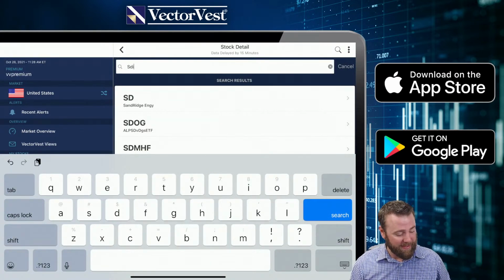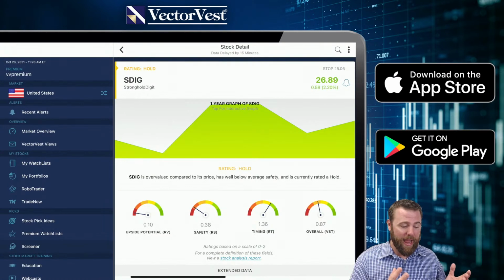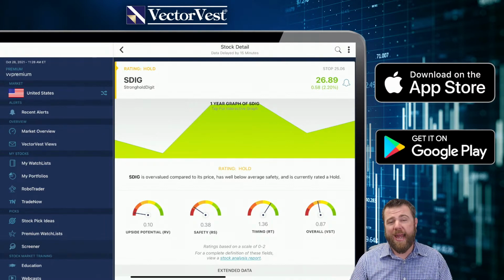And talking about SDIG, Jay's coming in with it. So SDIG, it IPO'd last Wednesday, so it's a little over a week old. So obviously there's not a lot of data to go off of. So the fundamental analysis is going to be extremely low. It's going to be a speculative play. Any new IPO is always going to be a speculative play.